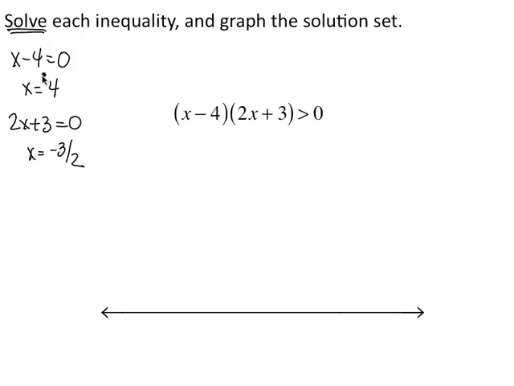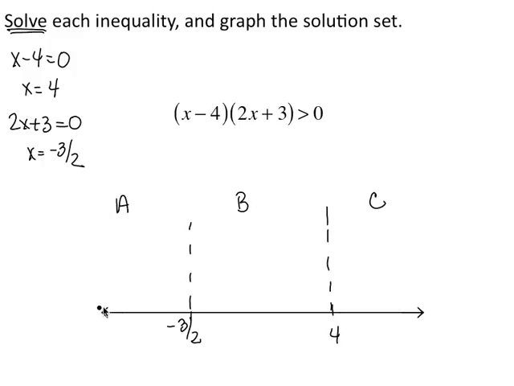This determines our endpoints, or these are our x-intercepts. This is what breaks our graph into the intervals. So we have negative 3 halves, and we have a 4. So we're going to have 3 different intervals. We have interval A, interval B, and interval C.